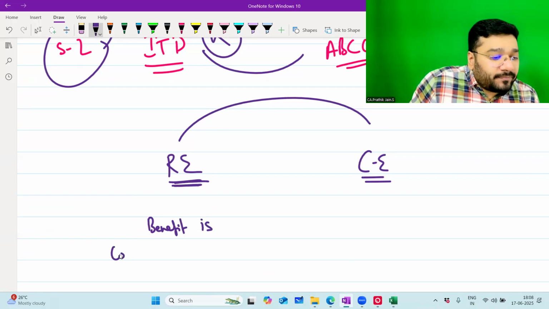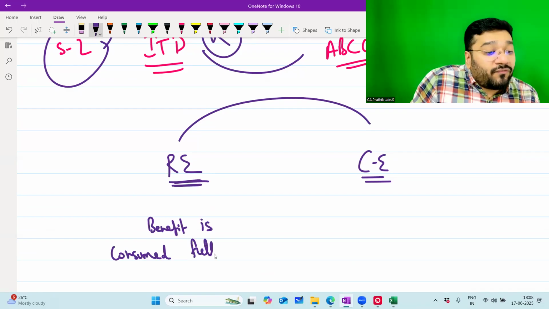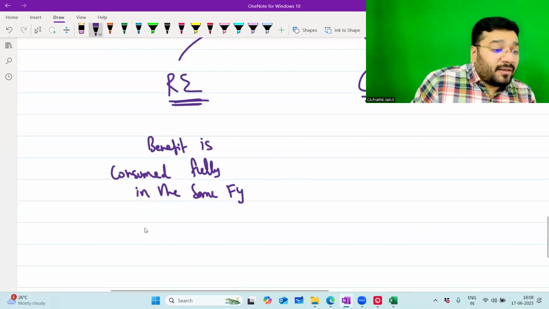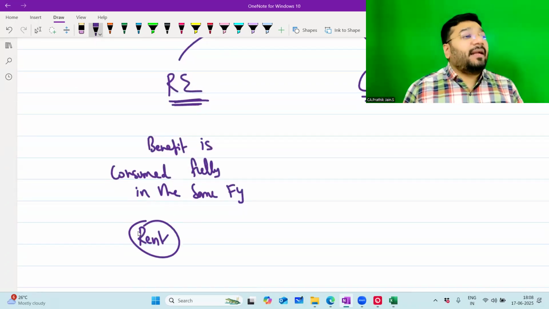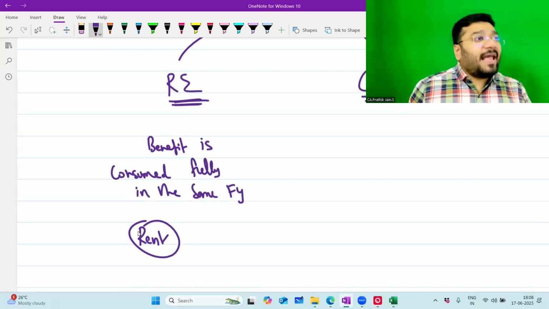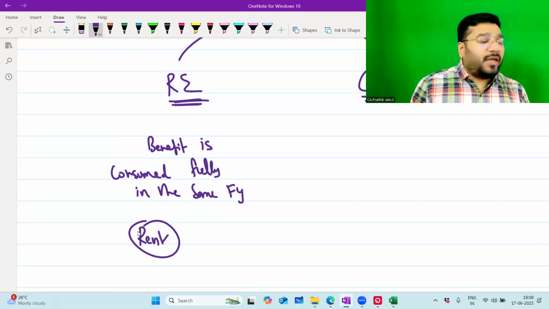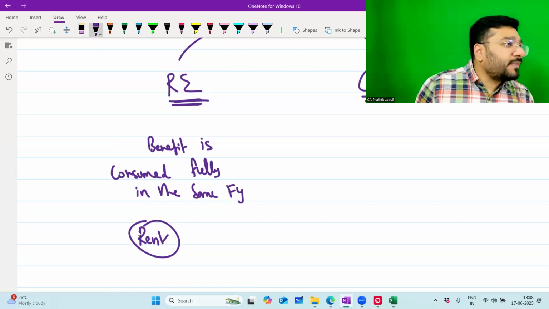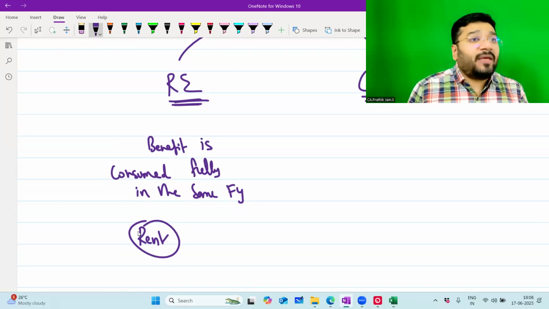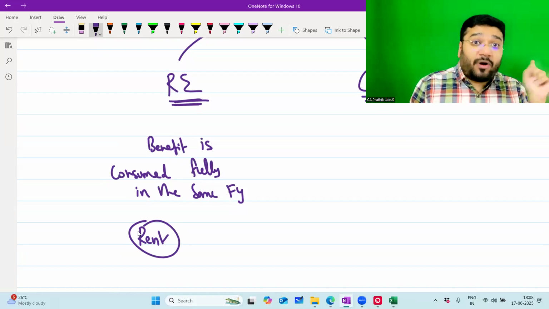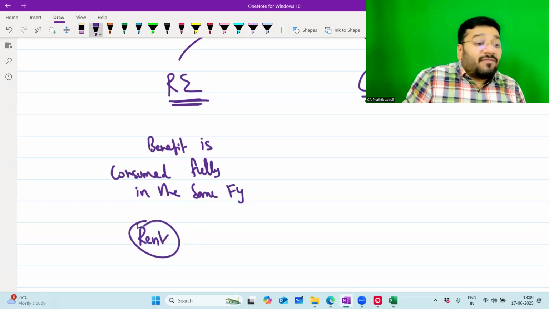The benefit is consumed fully in the same financial year. Example, I am paying monthly rent. Let's say for the previous month I paid 1 lakh rupees. The 1 lakh rupees rent I paid for the previous month is for the benefit which I got from the premises for the previous month. Let's suppose I paid 50,000 rupees electricity. The 50,000 electricity charges that I paid last week is for the EB usage for the last 2 months. So whatever 50,000 and 1 lakh I paid, the benefit of that I got well within that financial year.